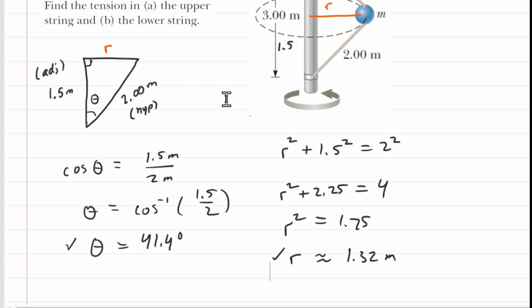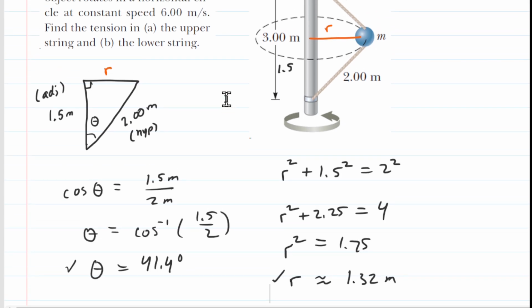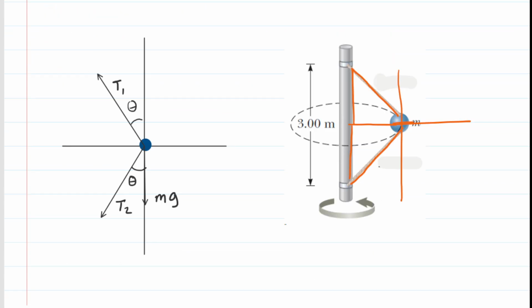But for now, we want to take a careful look at the ball and draw a free body diagram. So here is a free body diagram showing forces acting on that ball. We have the downward gravitational force, and then we also have these two tension forces. We've got T1 pulling up and to the left on the ball, and then T2 is pulling down and to the left on the ball.